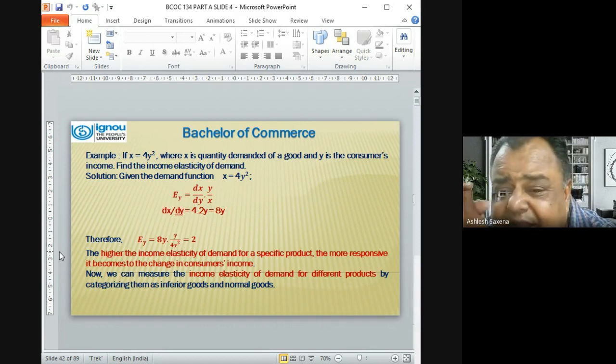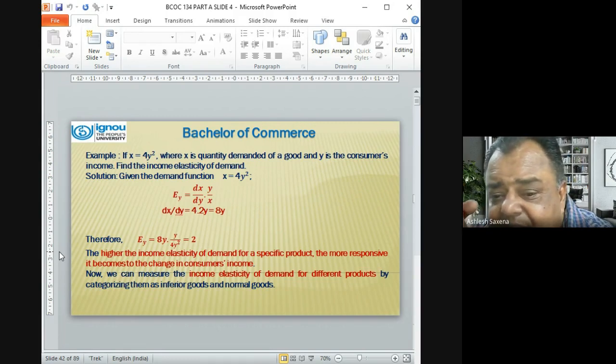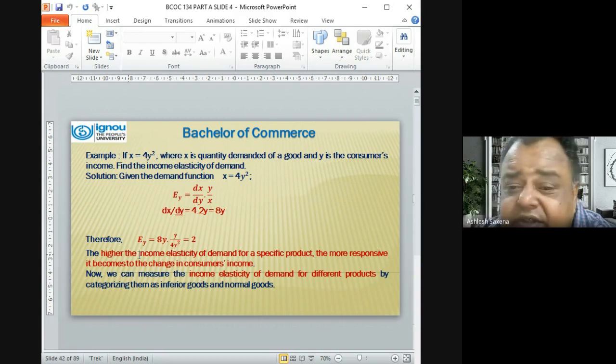You will differentiate it. It will become 8y. So dx by dy is equal to 8y. Your formula is ey is equal to dx by dy into y by x. Y by x, it will be 8y into y upon 4y square, which is equal to 2. You have to substitute this value over here.